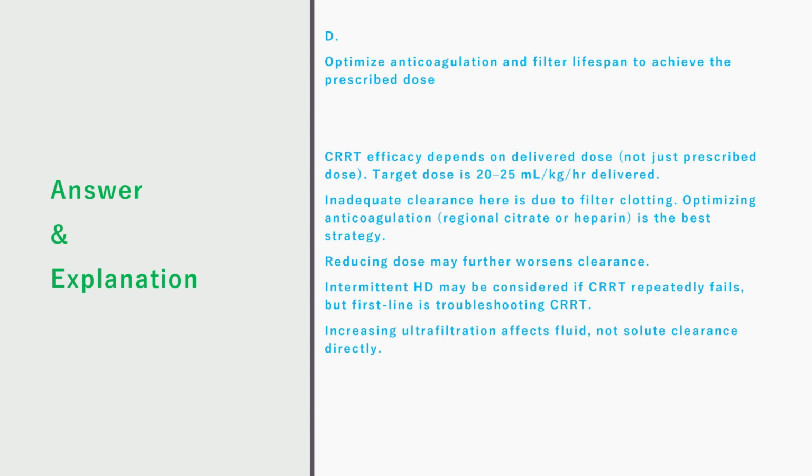Reducing dose may further worsen clearance. Intermittent hemodialysis may be considered if continuous renal replacement therapy repeatedly fails, but first line is troubleshooting continuous therapy. Increasing ultrafiltration affects fluid, not solute clearance directly.